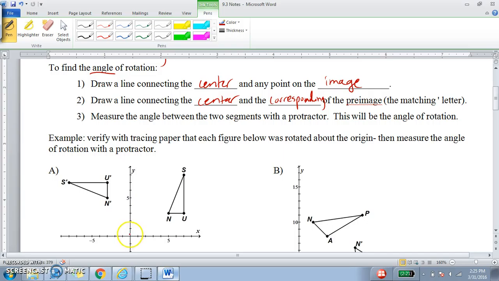So we'll start with N. This would be our center of rotation. Okay, so it says verify that each figure was rotated about the origin. The origin is 0, 0. So we're going to connect 0 to N and 0 to N prime. And then we're going to use a protractor to measure the angle between these two lines. That's going to be our angle of rotation. So when we do that, we'll get that it's about a right angle. It's about 90 degrees.